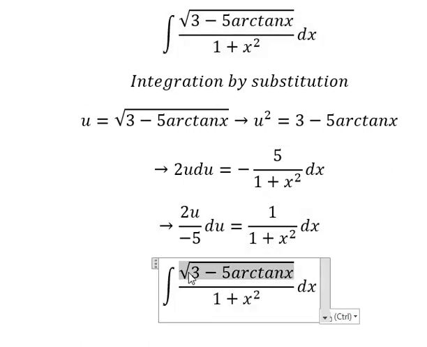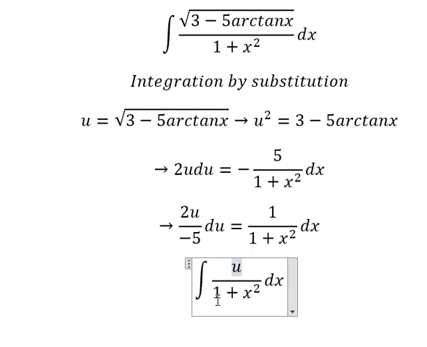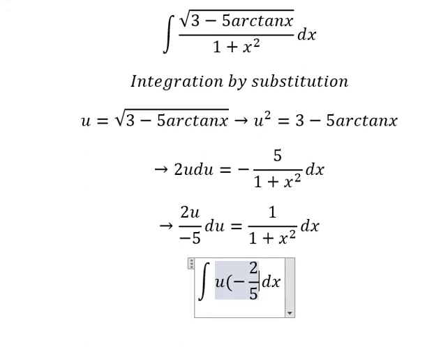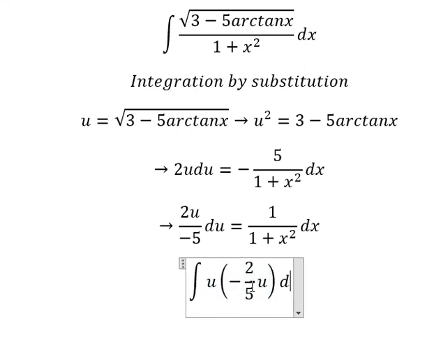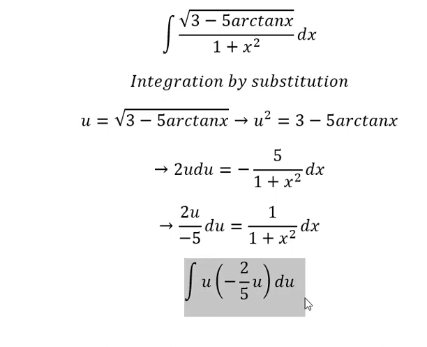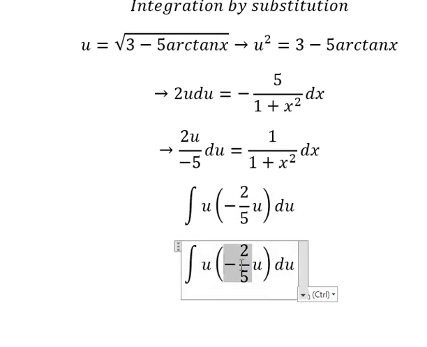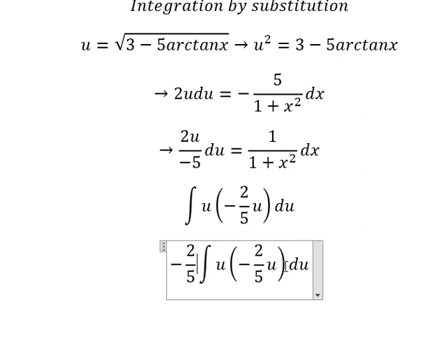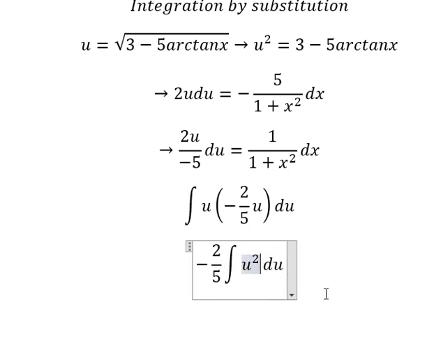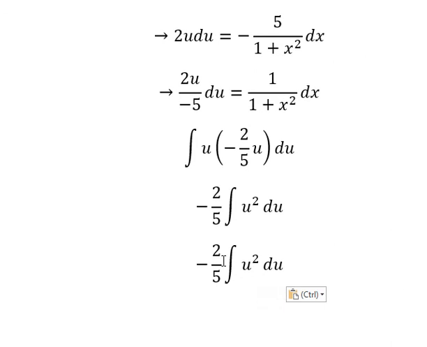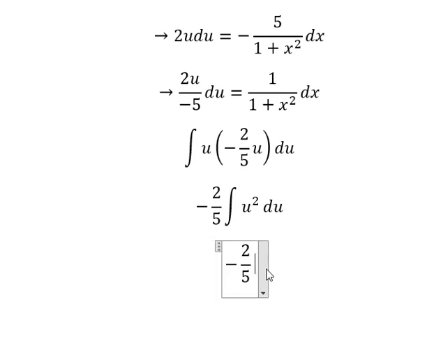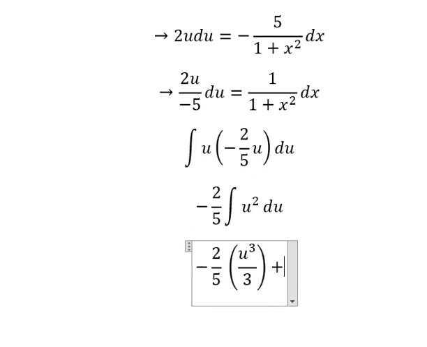So this one we change to u. The s over 1 plus s squared we change to this one. So negative 2 over 5 I will put outside. U and u we have u squared. The integration of this one we have u to the power of 3 over 3, and I will put c.